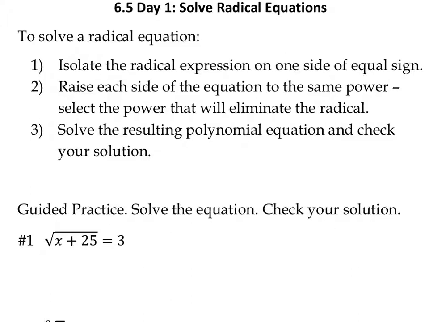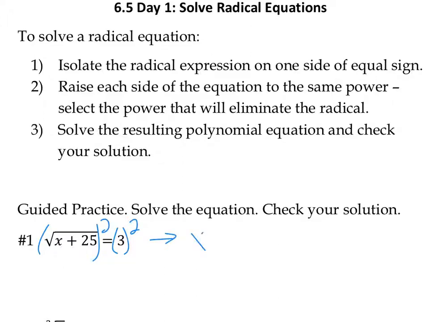So we've already got the radical expression isolated by itself. Okay, the radical expression is this whole square root of x plus 25. There's nothing else multiplying it or outside of the radical. We got the radical by itself, so now we want to get rid of the square root. So the opposite of square root is squaring. So we're going to square both sides of the equation.